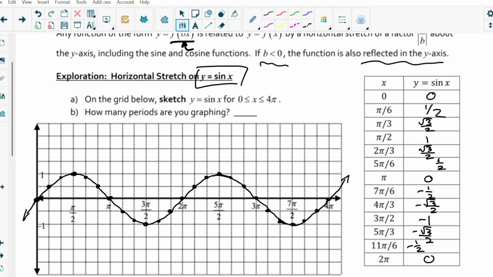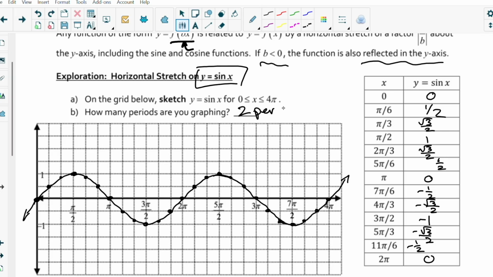Okay, that is y equals sine of x. On the same grid, how many periods are you graphing? So I'm graphing, I'll start here. That's 1 cycle, so that's 1 period, and that's 2 periods. So I'm graphing 2 periods as shown on my graph here. Okay, so let's fill that in.